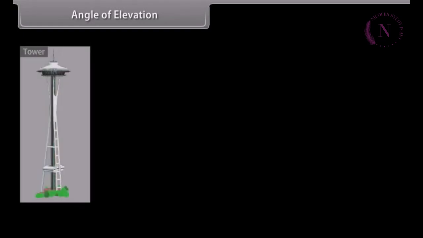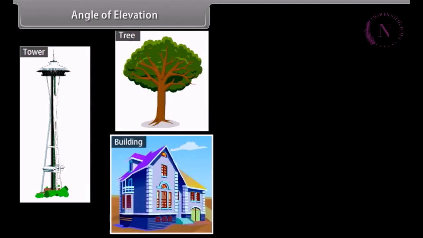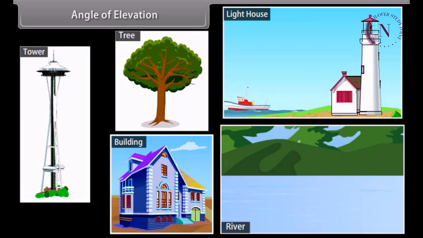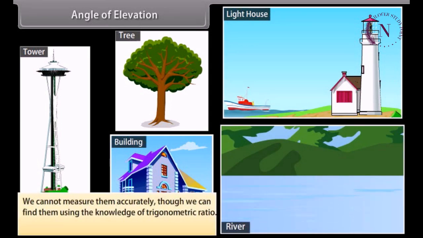Angle of elevation. Sometimes we are required to find the height of a tower, tree, building and distances of a ship from lighthouse, width of a river, etc. We cannot measure them accurately, though we can find them using the knowledge of trigonometry ratio. The word elevation means rise or move up.